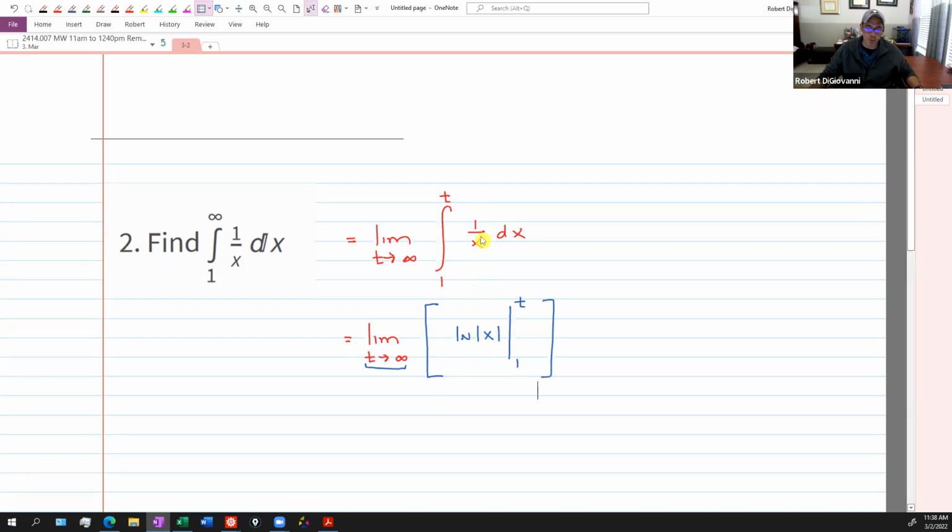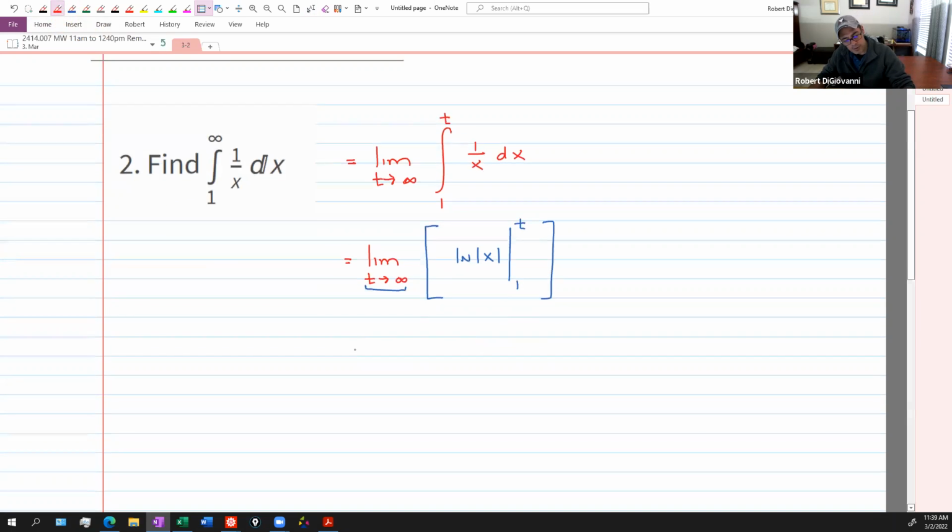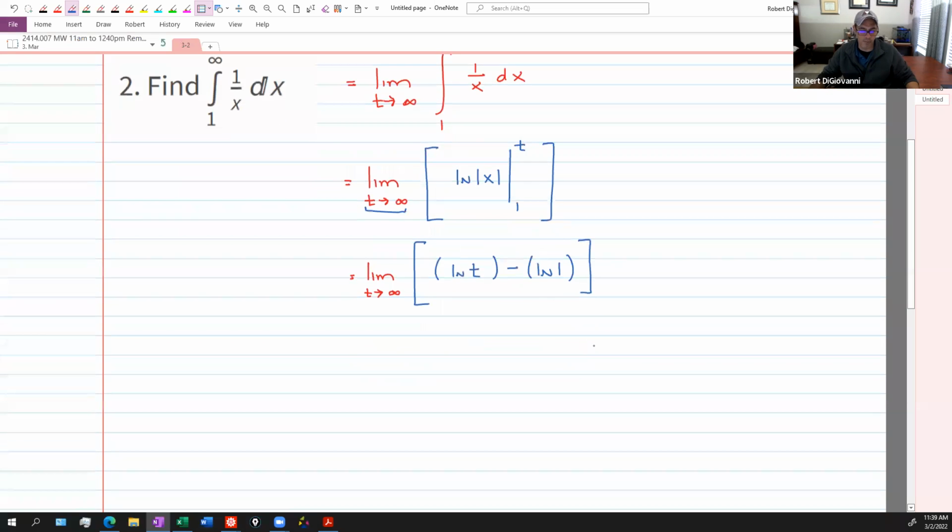The antiderivative of 1 over x is natural log of x. And then we're going to evaluate it at t and at 1 and then subtract the 2. So this will be limit as t goes to infinity. And then we will plug in. So when we plug in t, we get natural log of t, and then minus natural log of 1. And the natural log of 1, I hope you all remember from college algebra, is 0.